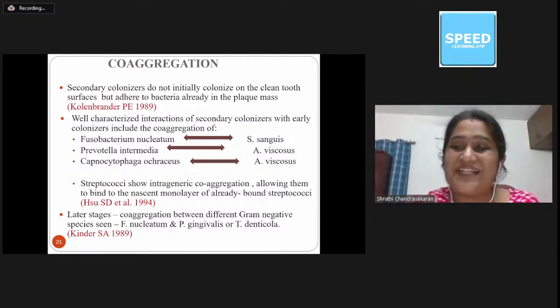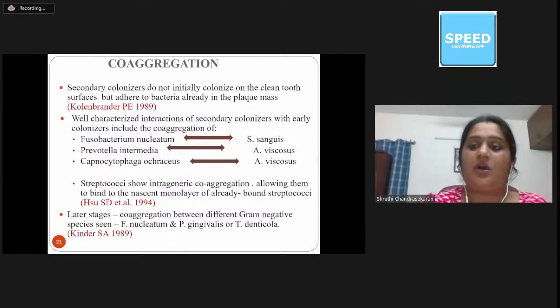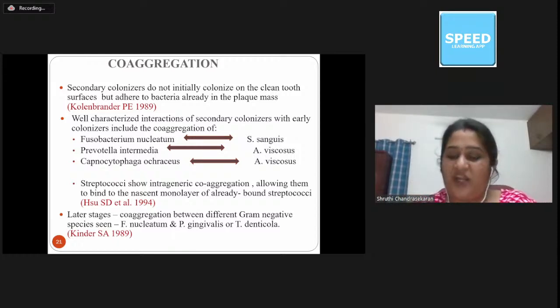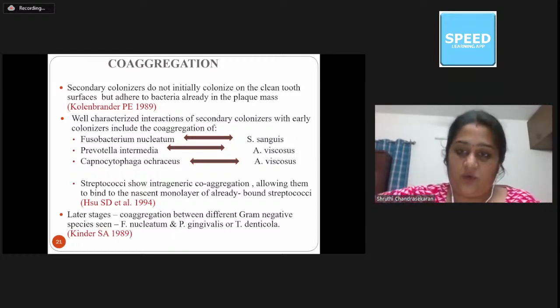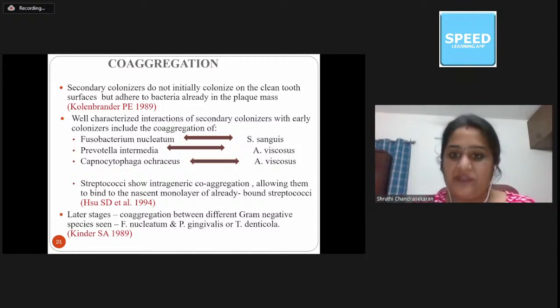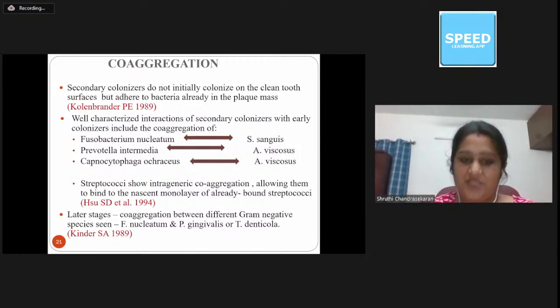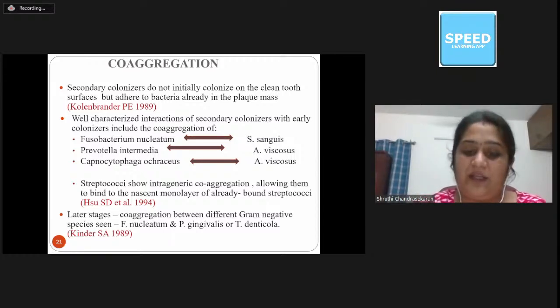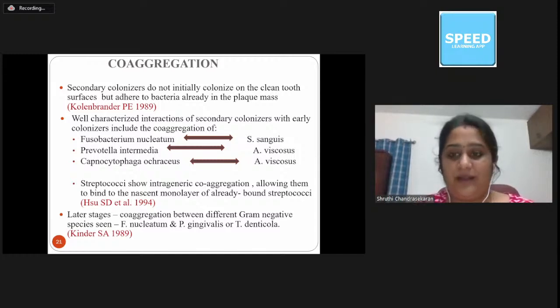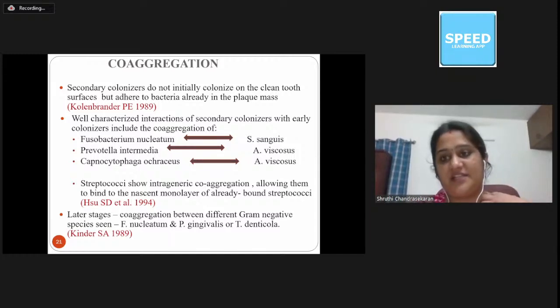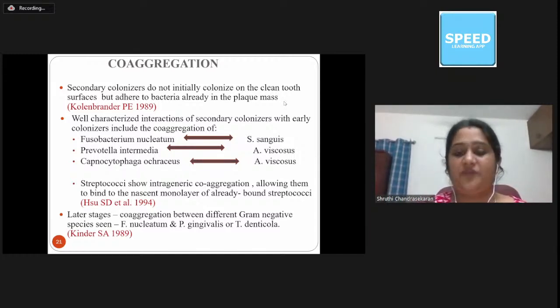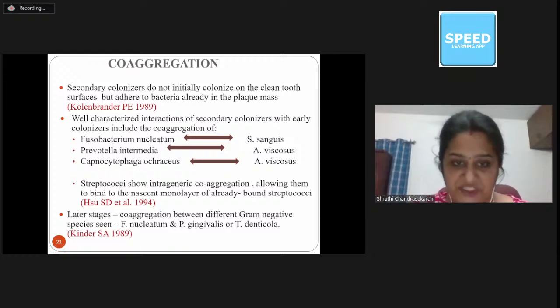Streptococcus will show intrageneric co-aggregation, which means Streptococcus species will be able to bind to one another. This allows them to bind with the nascent monolayer of the already bound streptococci. In the later stages, co-aggregation will happen between 2 gram-negative bacteria also, like Fusobacterium nucleatum, P. gingivalis, or Treponema denticola. So please remember the organisms which co-aggregate with one another: Fusobacterium with Streptococcus sanguis, Prevotella with the Actinomyces species, and Capnocytophaga also with the Actinomyces species.